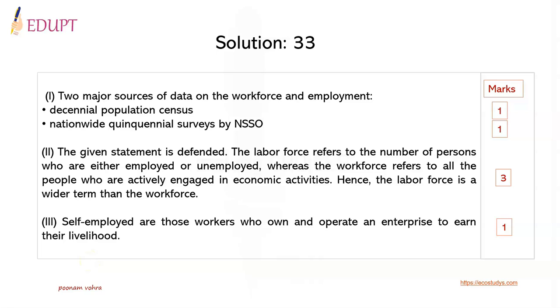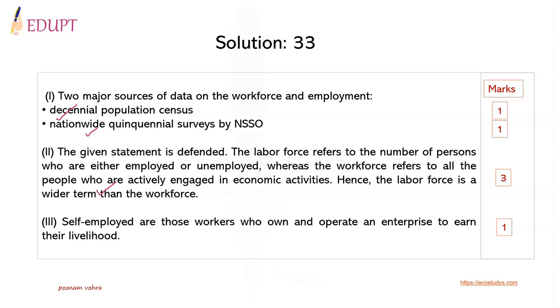Solution. For the first question, the answer is: 2 major sources of data on the workforce and employment are decennial population census and nationwide quinquennial surveys by NSSO. 1 mark each is allotted for these 2. Second, the given statement is defended. The labor force refers to the number of persons who are either employed or unemployed, whereas the workforce refers to all the people who are actively engaged in economic activities. Hence, the labor force is a wider term than the workforce.